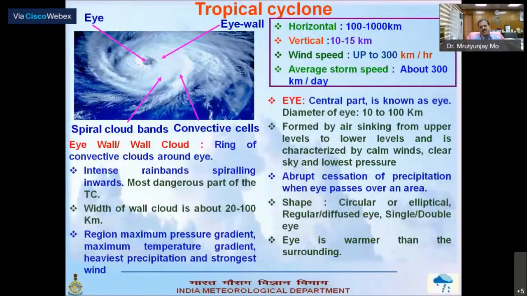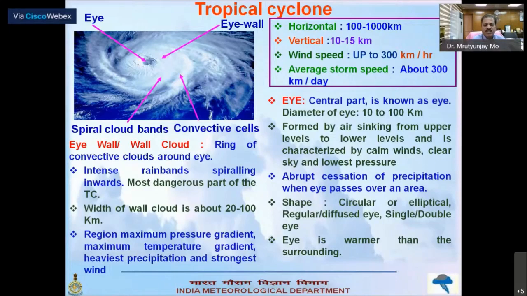Now, if we look at the structure of a tropical cyclone, on the left-hand side you can see the diagram. In this diagram, you will find that there are 4 parts in a tropical cyclone. This is a satellite image of the tropical cyclone. In the central part, you will find a somewhat elliptical or circular structure where you find dark color. Dark color means there is no cloud. White color means there is cloud. The more the whiteness, the deeper the cloud.